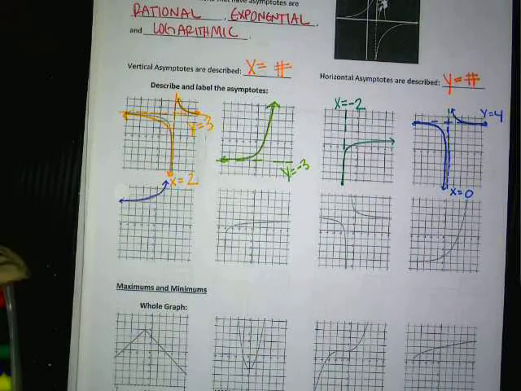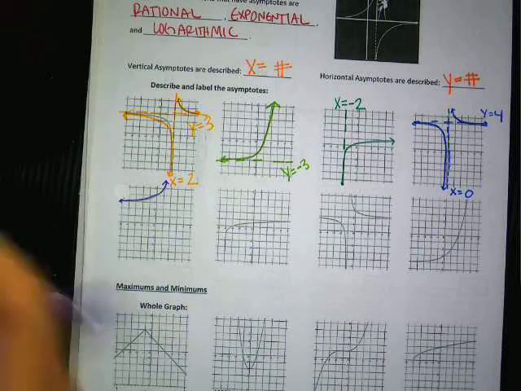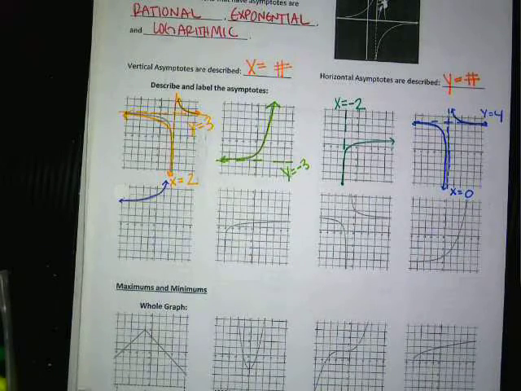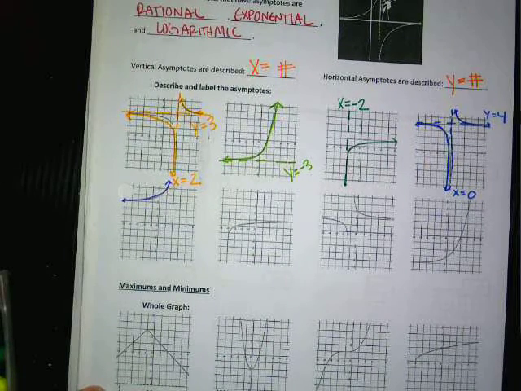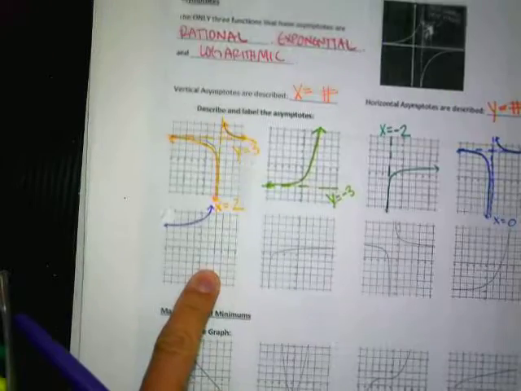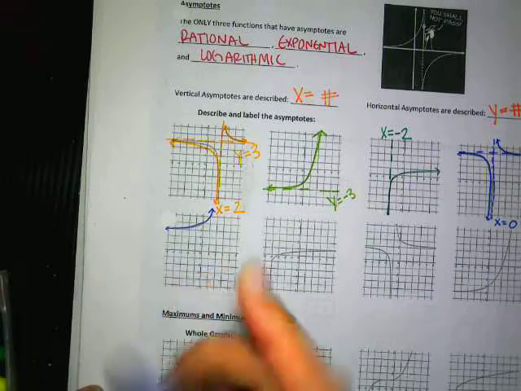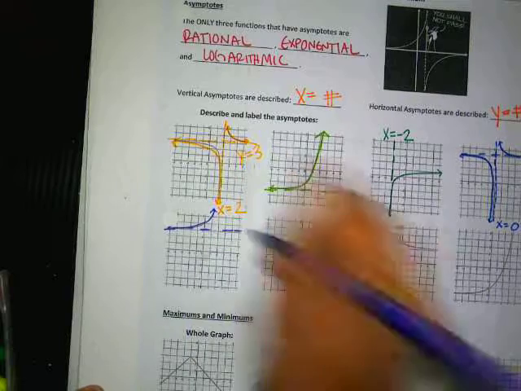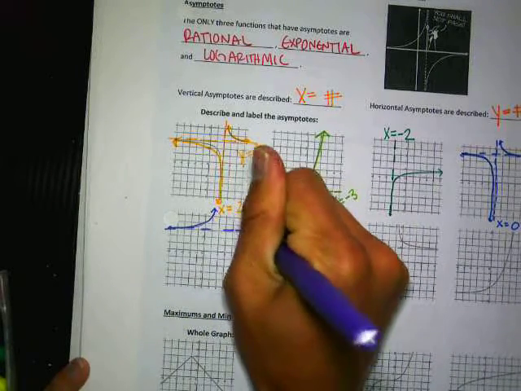Who's next? We don't have an 18. Isabel. You can answer. Where's the asymptote at? Horizontal or vertical? You're talking about this one. It is horizontal. Horizontal, yep. And how would you describe it? Y equals 3. Yes, very good. Y equals 3.